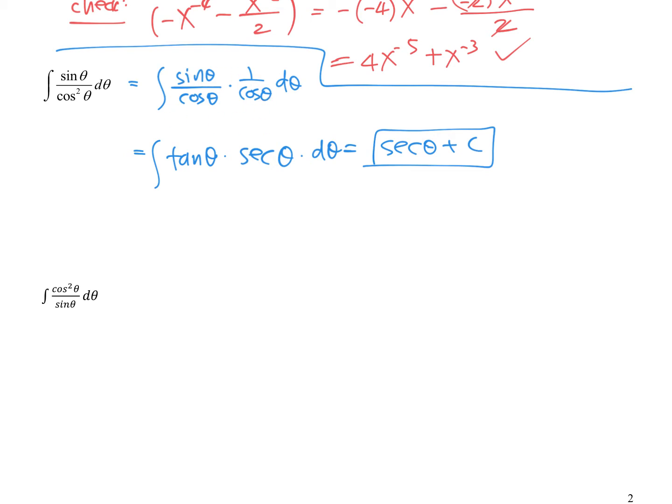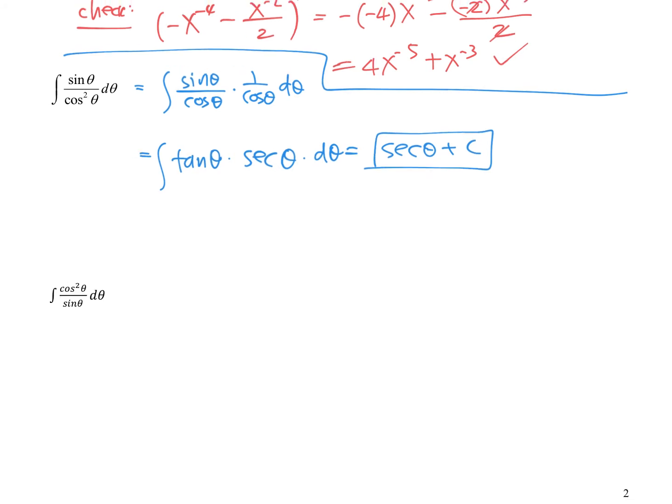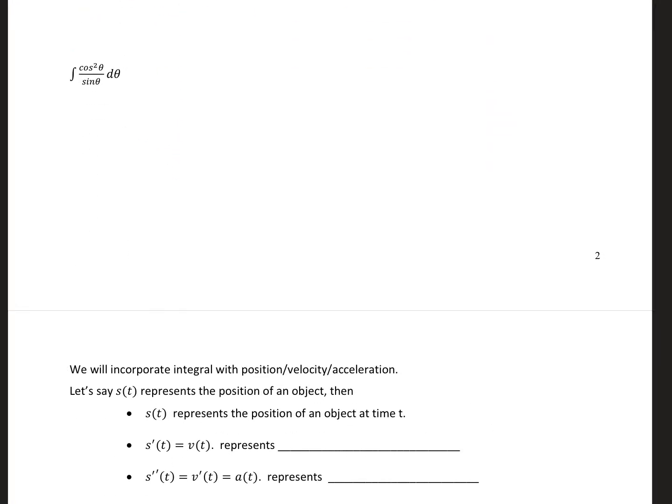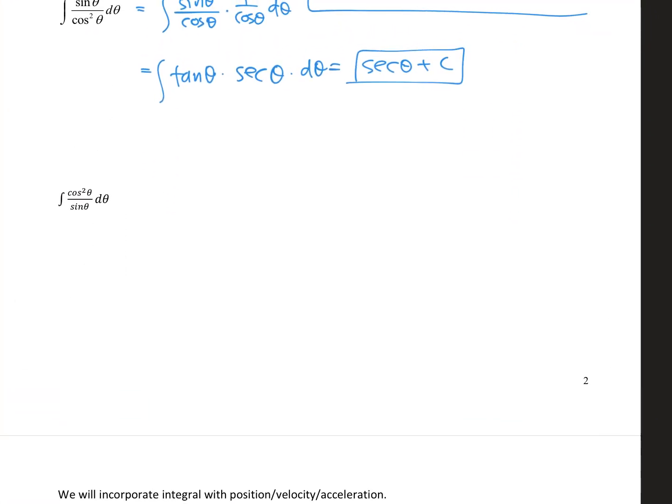All right, I'm going to have you try the next one, very similar to the one we just did. Then I'll have you pause and try the next one, and then we'll meet back at the next page. All right, if you're done with the last one, the answer should be negative cosecant theta plus c.